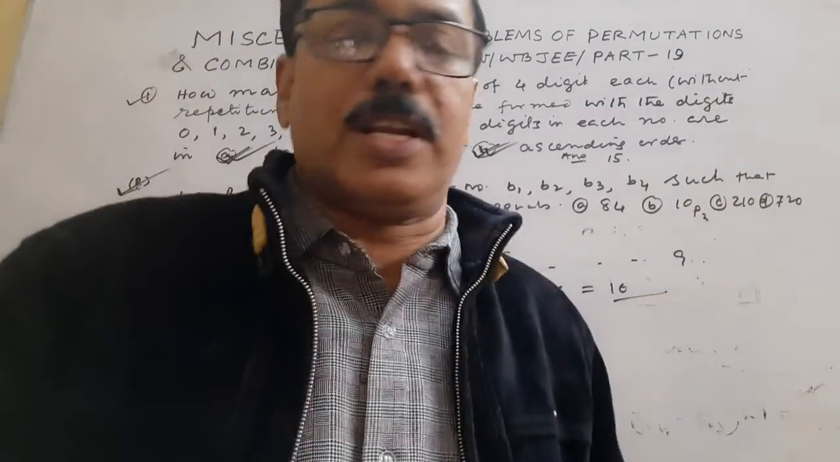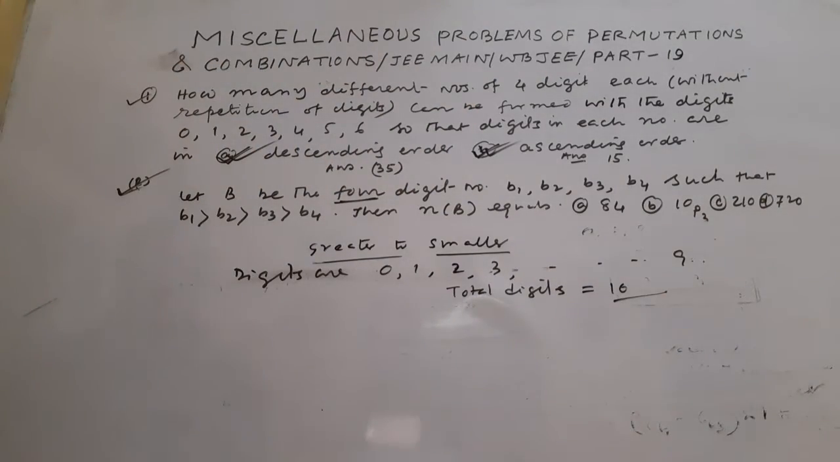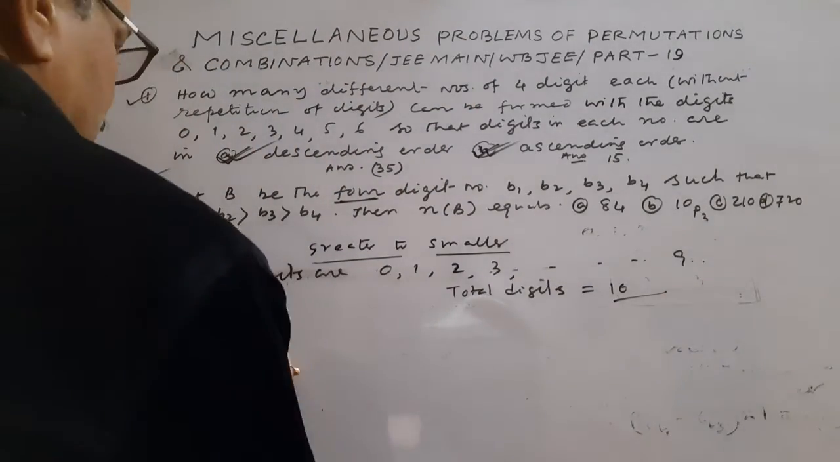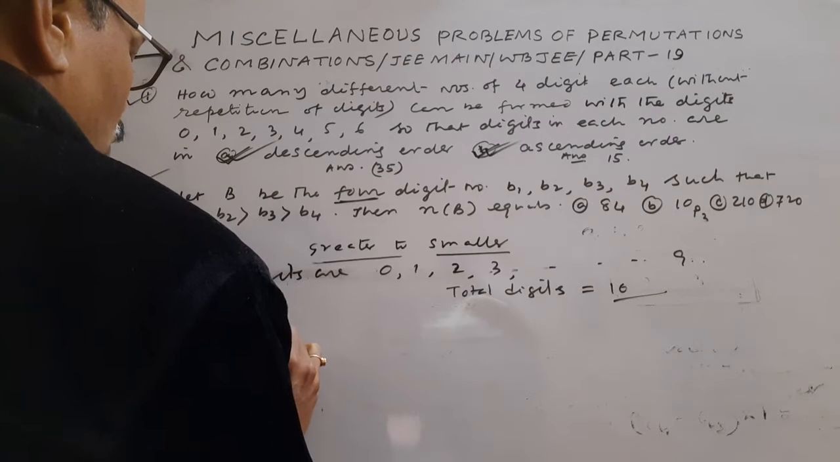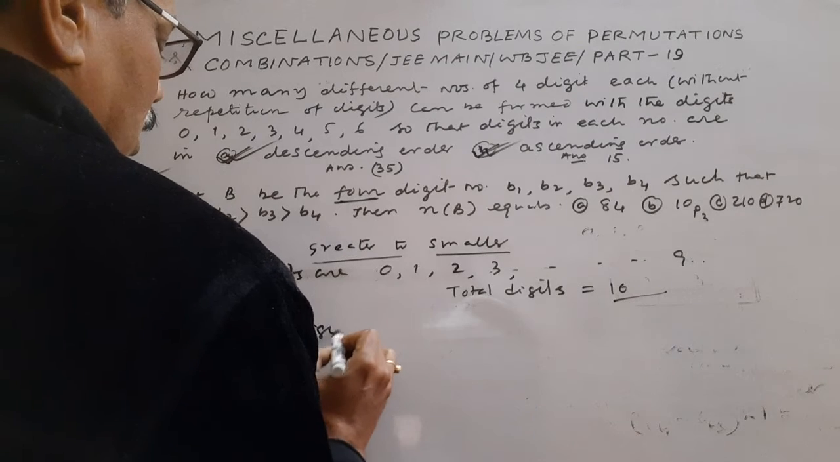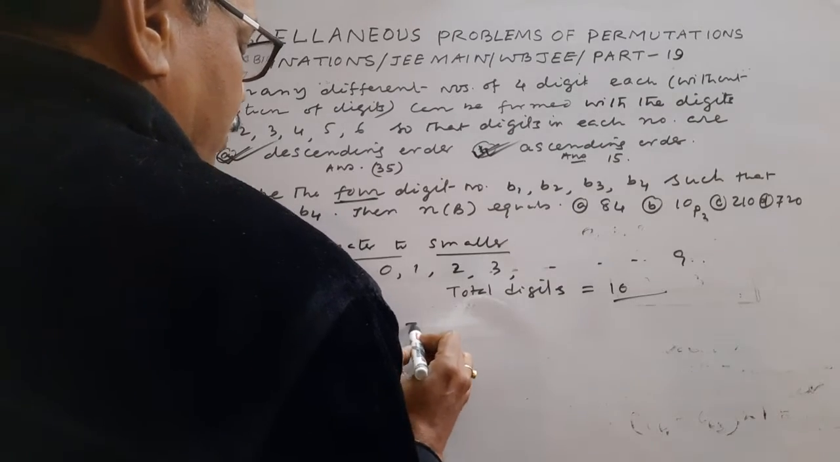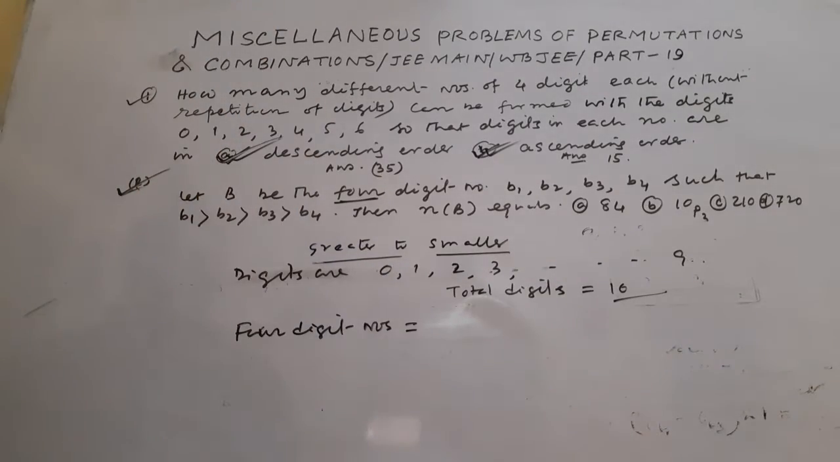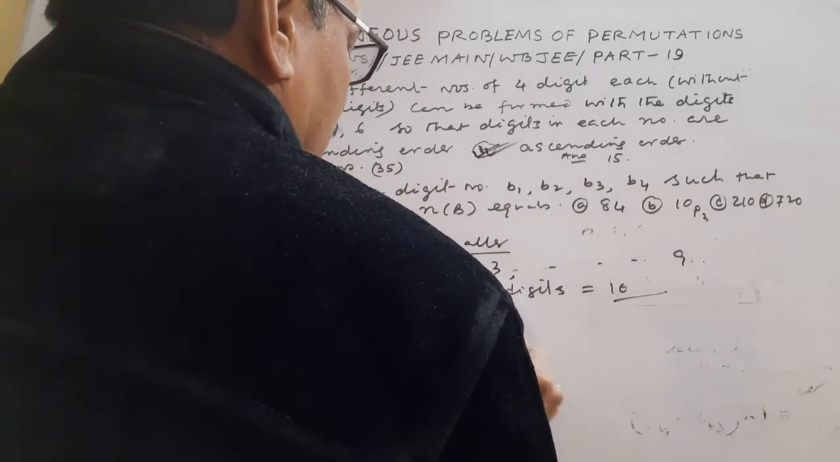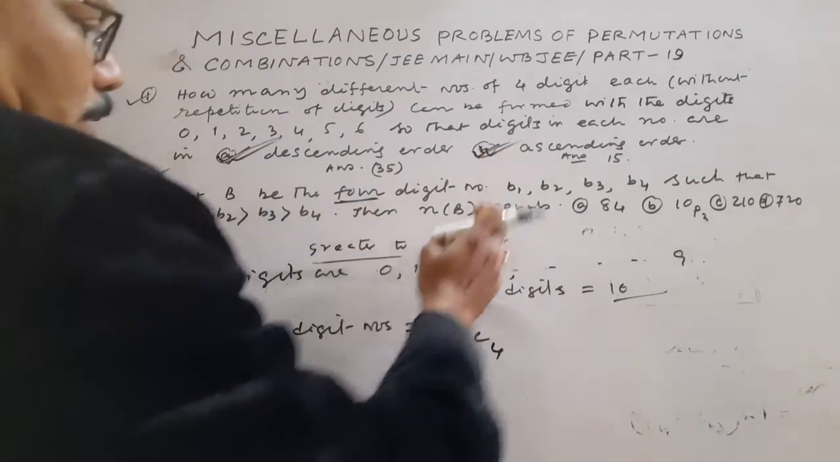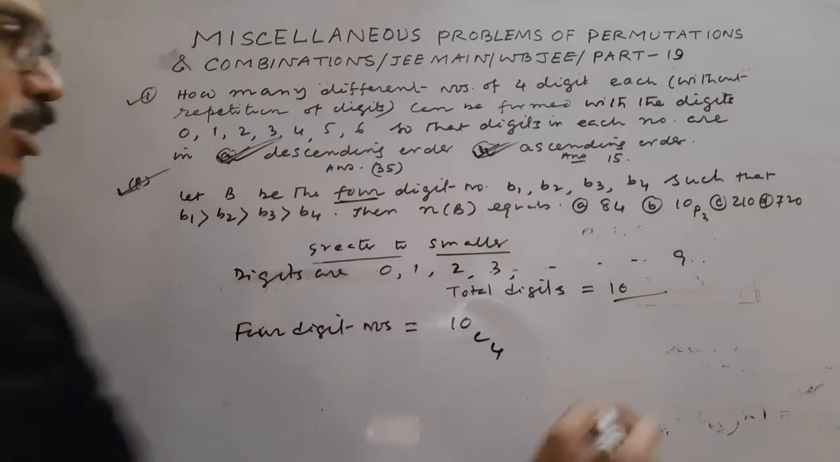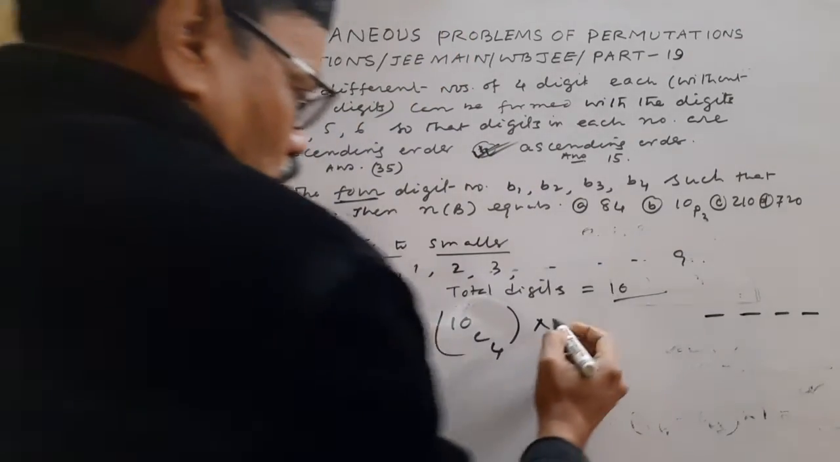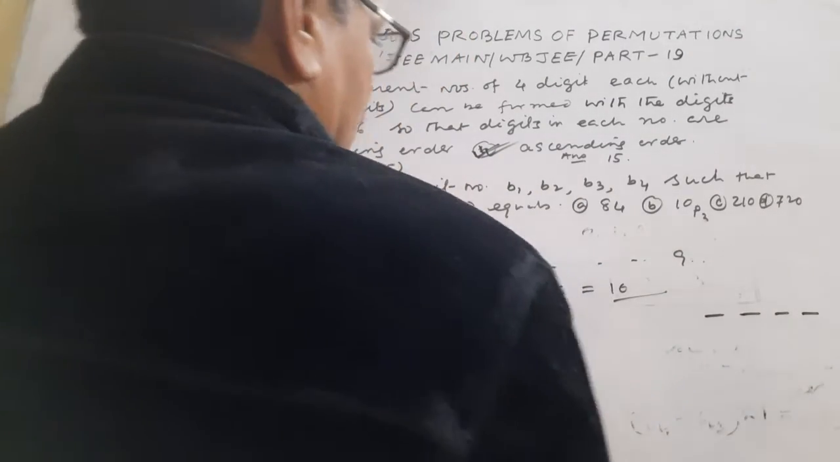In this case, we take total digits as this. So therefore, 4-digit numbers equals to. So look, it is in descending order. So out of 10, you can take 4. 0 cannot be taken in first place. So 10C4 and number of arrangements equals to 1. We have already stated 10C4.